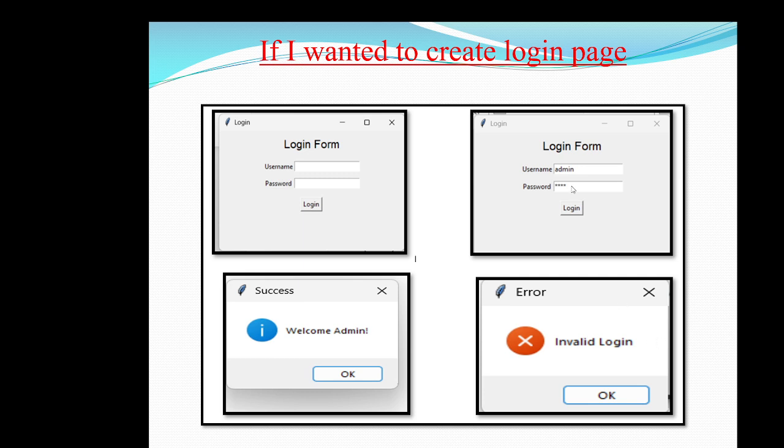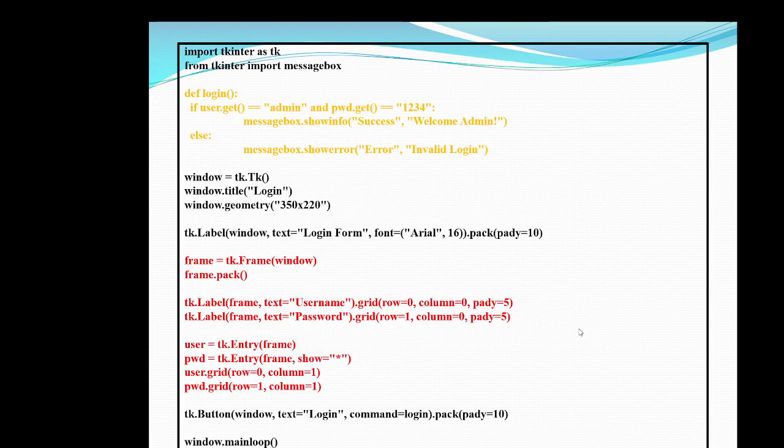So if the username is admin and password is 1234, then I get this welcome admin pop-up window. If I have done something wrong with the username or password, other than these values, I'm going to get this pop-up message, invalid login. Hope this is clear for you. Now, all the code I have explained till now is the simple code, and only this code is needed to get this type of output.